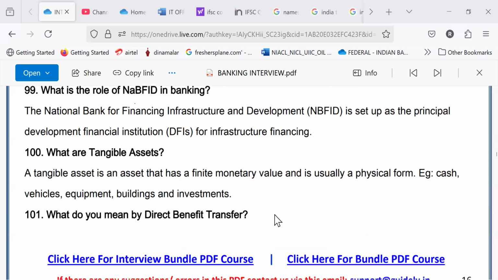100. What are tangible assets? A tangible asset is an asset that has a finite monetary value and is usually in physical form. Example: cash, vehicles, equipment, buildings, and investments.